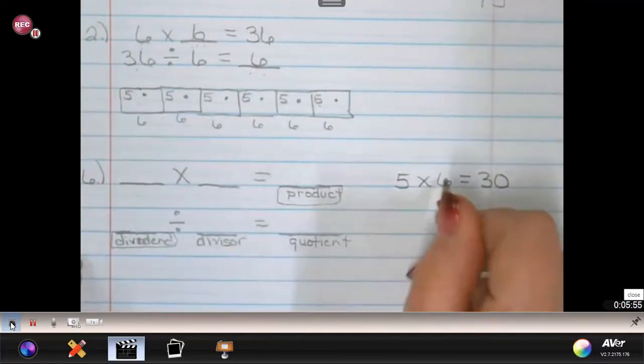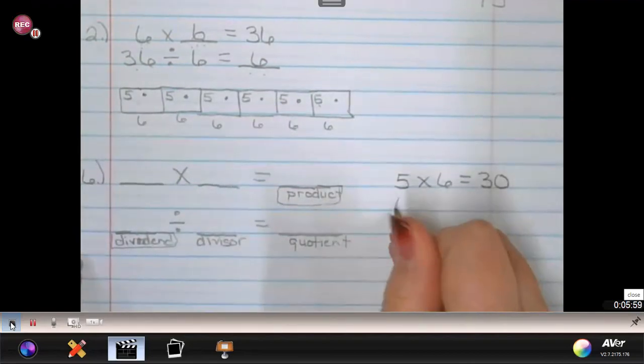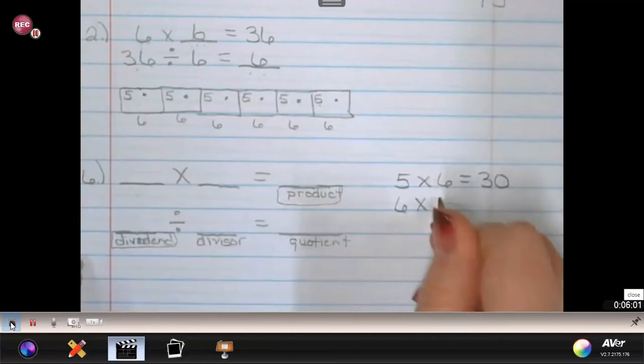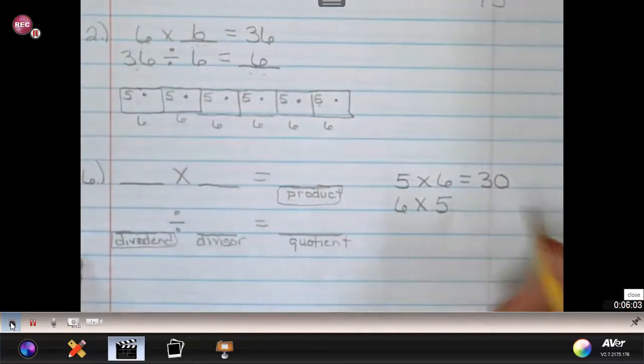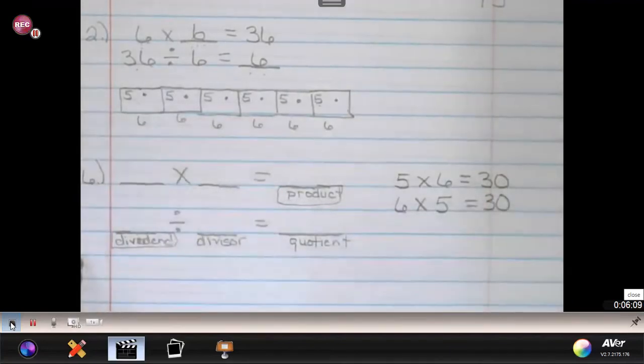Or if we were to take our factors and use the order property of multiplication, we could take the 6 groups of 5, because 5 plus 5 plus 5 plus 5 plus 5 plus 5 is going to also give us 30. So it doesn't matter if you add 5 groups of 6 or 6 groups of 5. When you add those groups together, the total will remain the same, 30.